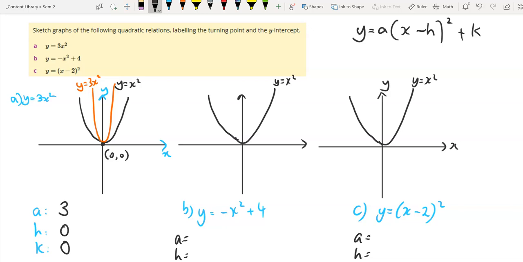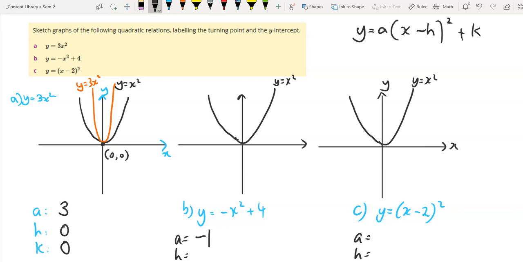Okay, Pierre, what do you reckon A is? What do you reckon A is? Not 0. If A is 0, we don't have a quadratic. So A will never ever be 0. So where does A appear? A is at the front. So what's at the front here? Negative what? Negative 1. Okay? So A is negative 1.